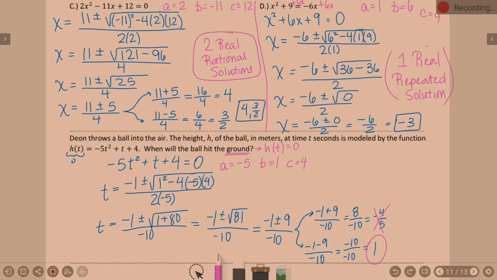Okay, so when will the ball hit the ground? At t equals 1 second. Alright, now we're done.